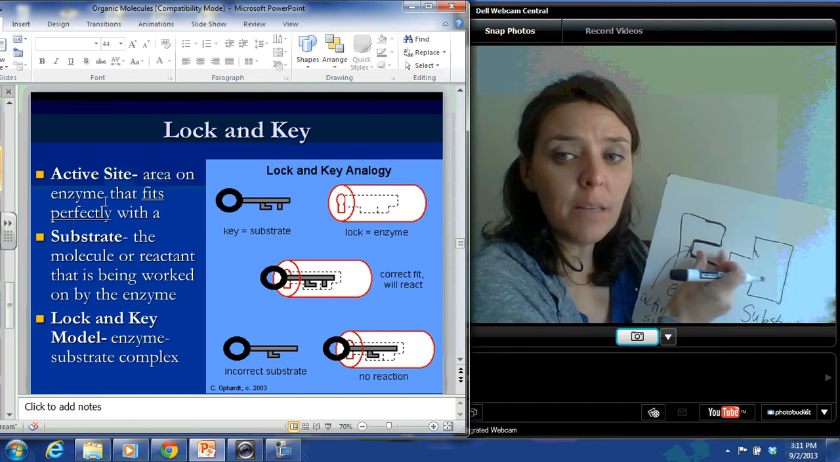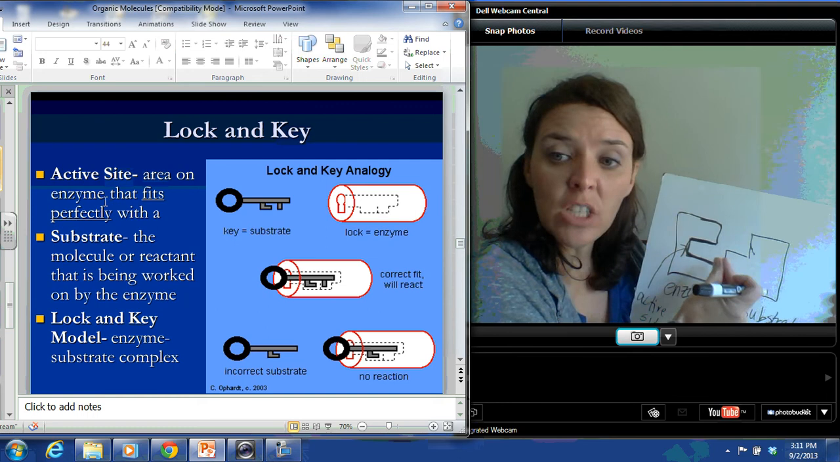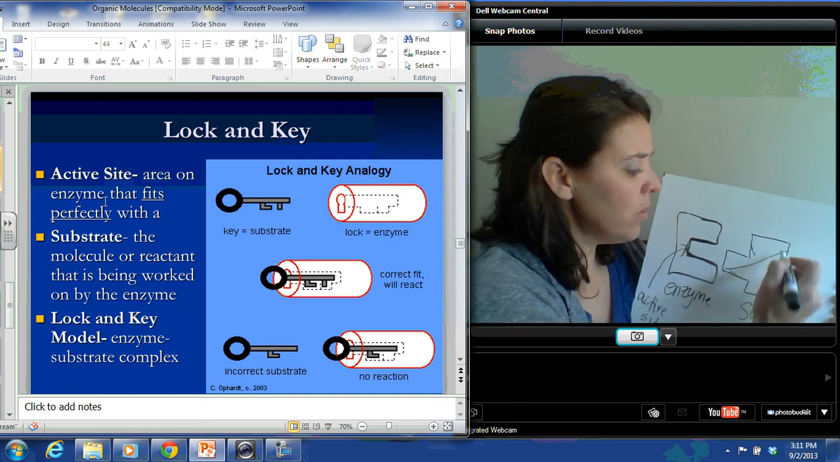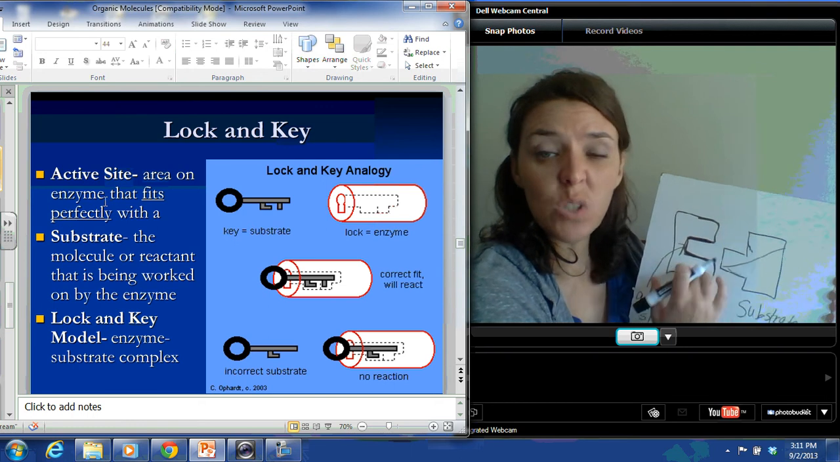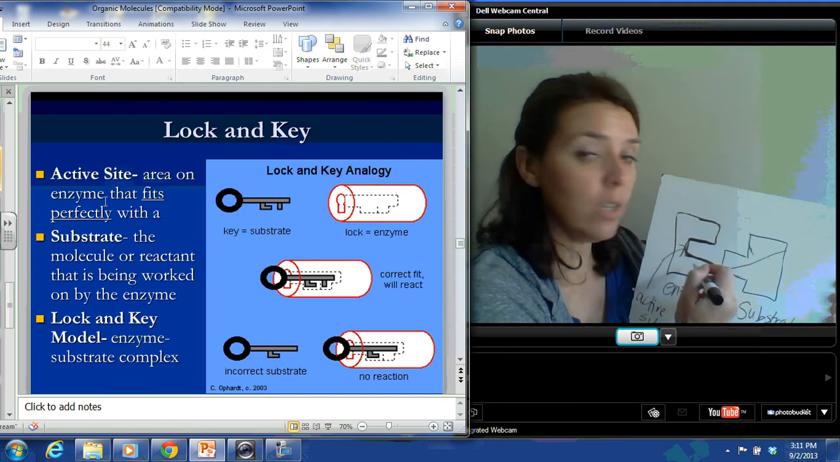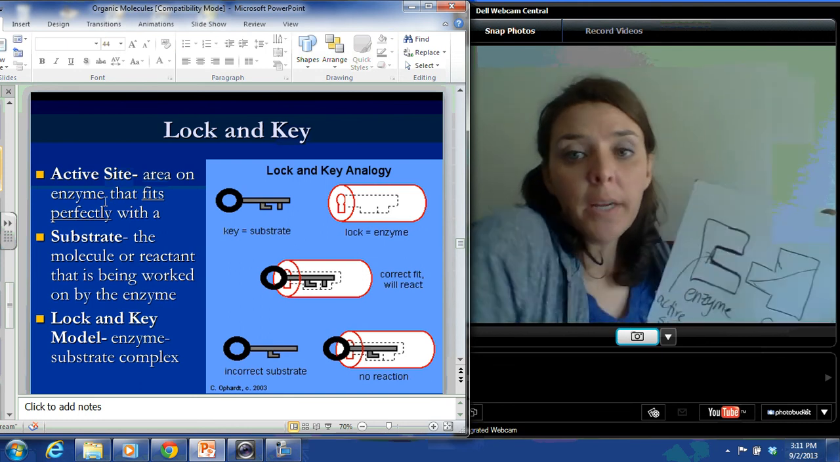Once these come together, the reaction happens. Then when the reaction is done, this molecule may be split apart, but this one still stays the same. So nothing happens to your enzyme during a chemical reaction. That's really important.